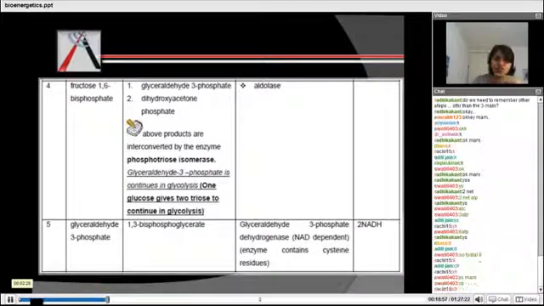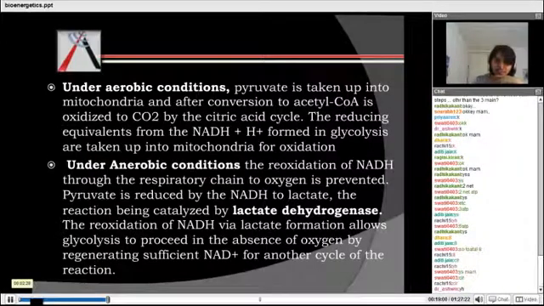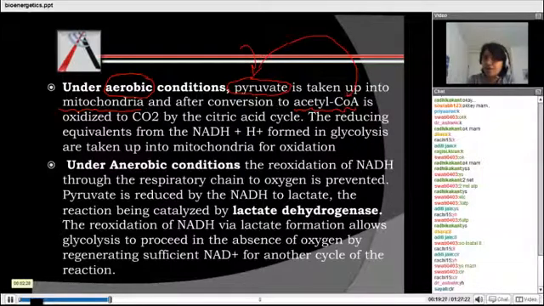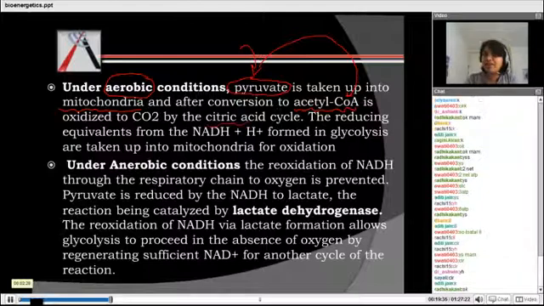In this chart, I'll just move on directly because this is all we discussed. Under aerobic conditions, at the end of glycolysis, we have pyruvate. If the conditions are aerobic, this pyruvate is taken up by mitochondria after conversion to acetyl coenzyme A. So it's not the pyruvate that enters mitochondria, it is converted to acetyl coenzyme A, and acetyl coenzyme A goes inside the mitochondria. Once it goes inside the mitochondria, it goes through the citric acid cycle and is oxidized to CO2.